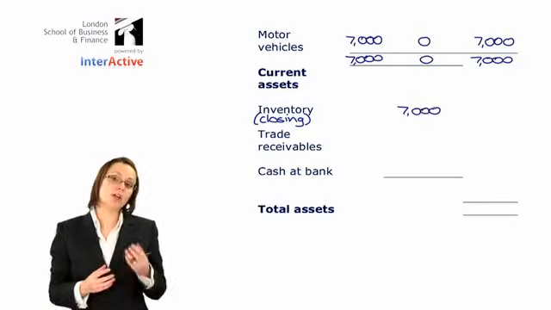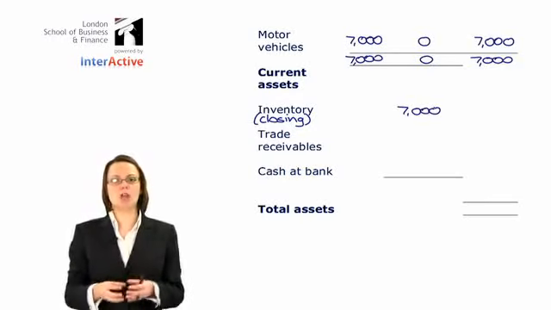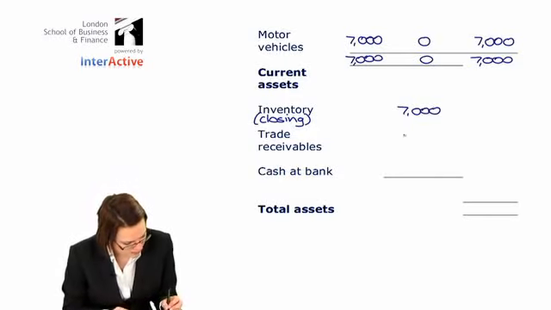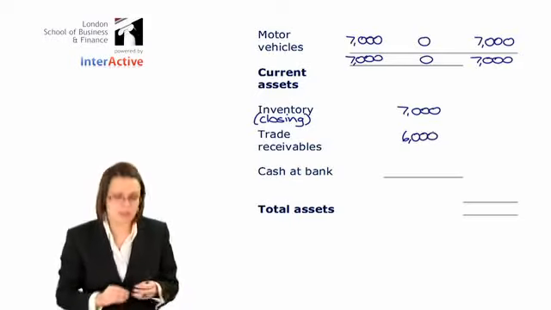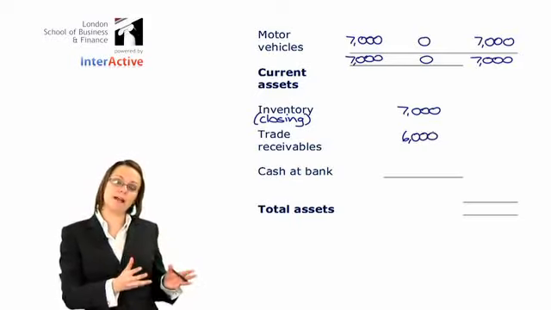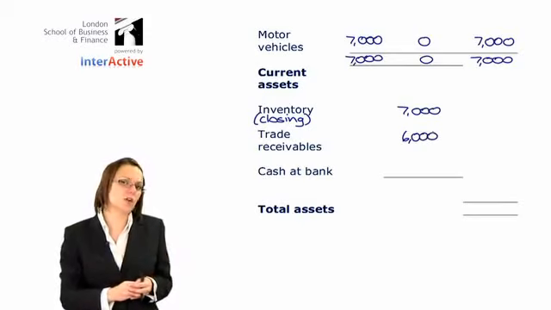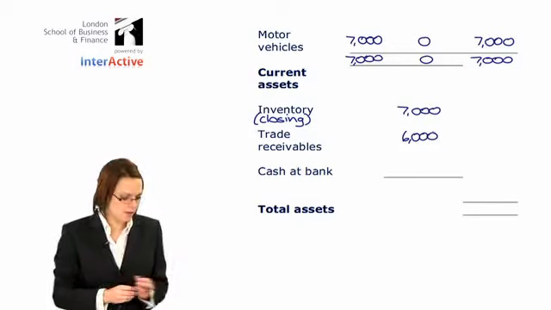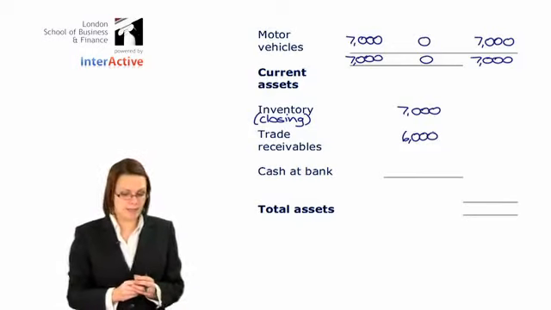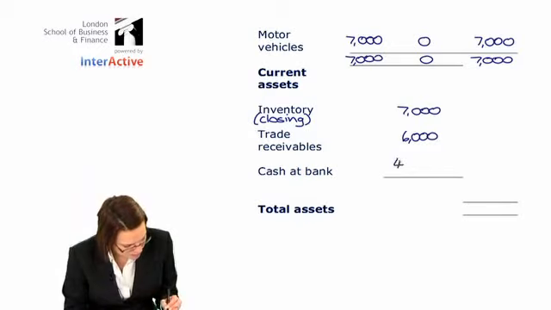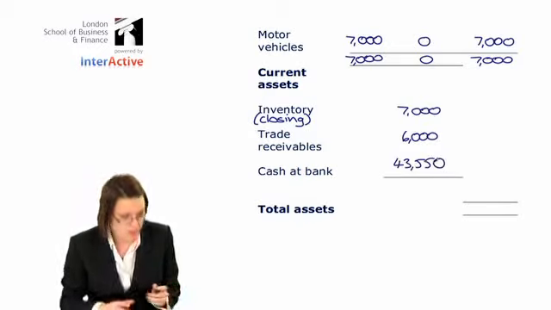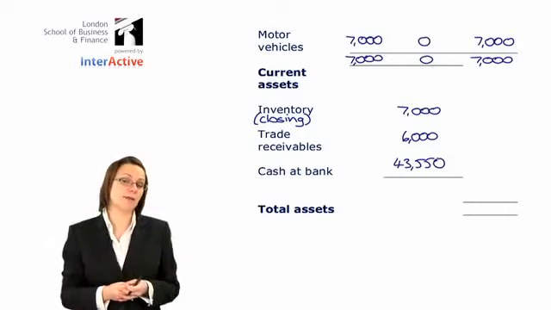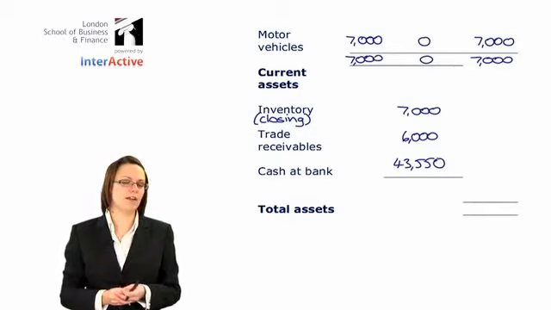Trade receivables then, remember this is amounts owed to us by our customers, and at the period end, that was $6,000. Look back to your trial balance. You'll see $6,000 on the debit side for receivables. Tick that off. We've then got cash at bank, and we said that was $43,550. It's an asset on the debit side. George has that money to spend in the business in the next accounting period.